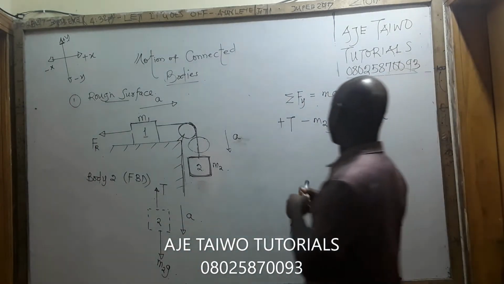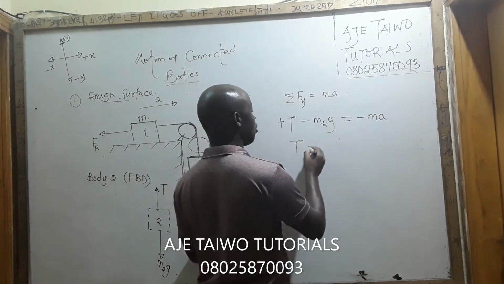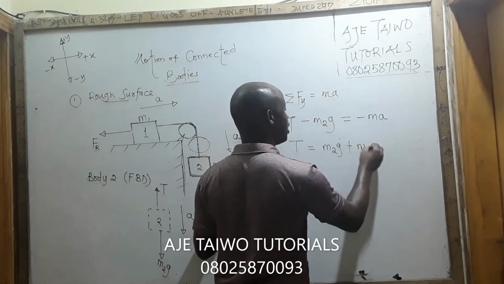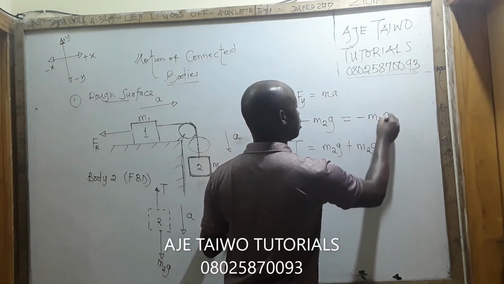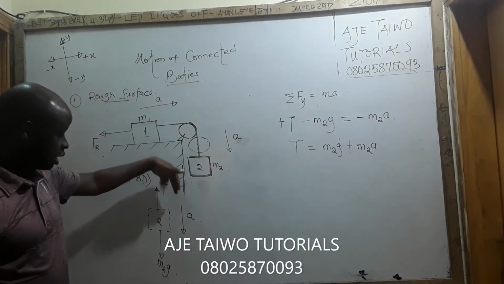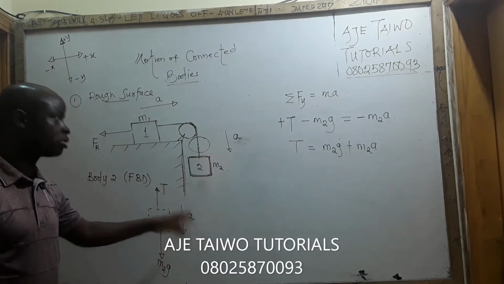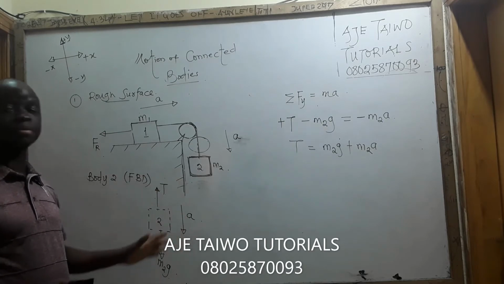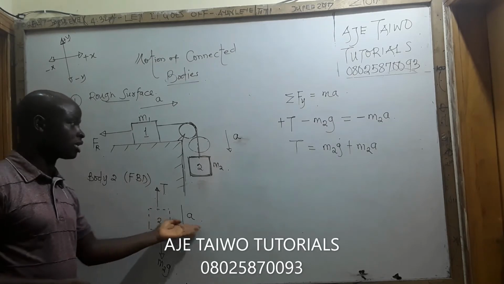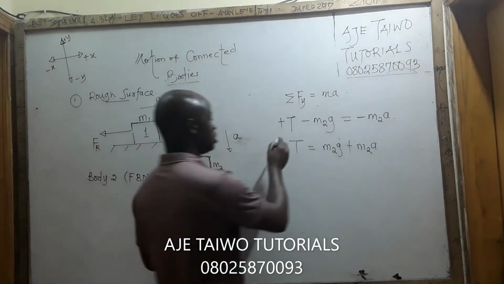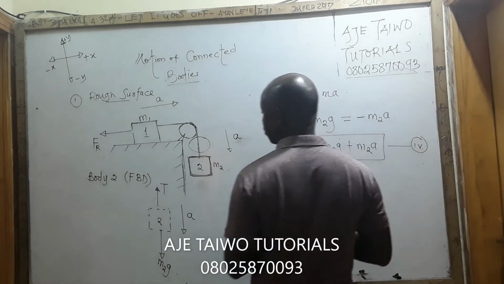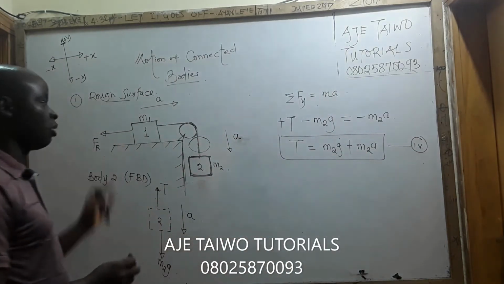So you can now say that T equals M2G plus M2A. This is M2A. You should know why this is negative: because the acceleration is also acting downward, so it's negatively downward. It's as good as saying M2G minus T equals M2A. So take note of that. This is equation 4. We have done 2 and 3 before. Okay? So that's this body.